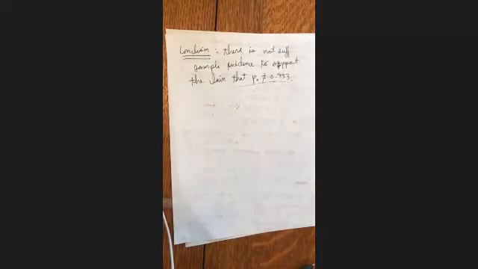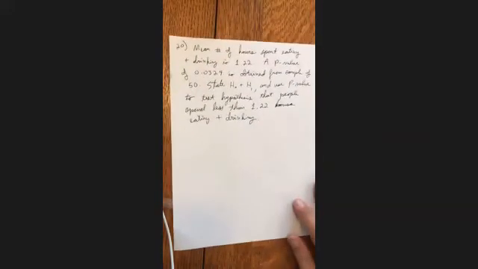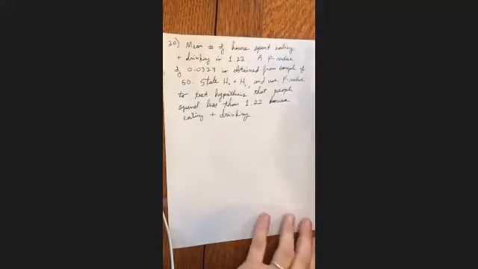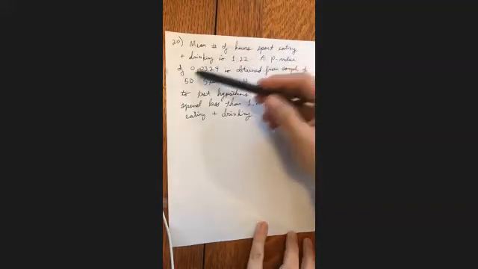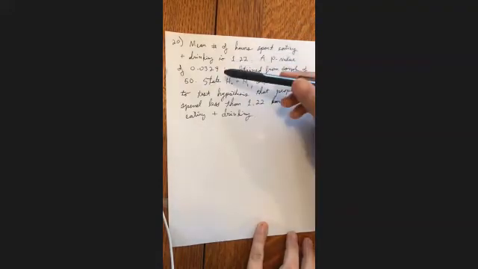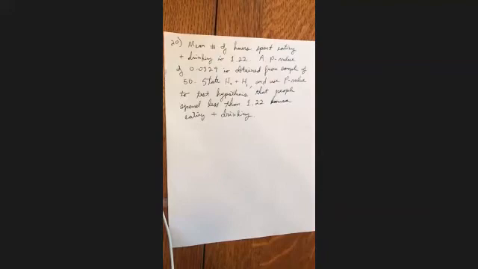Hypothesis testing for population proportion. All right, let's look at one more problem. This is number 20 from the chapter 10 review exercises. This problem says the mean number of hours spent eating and drinking is 1.22 hours. A p-value of 0.0329 is obtained from a sample of 50. They ask us to state the null hypothesis and the alternate hypothesis and use the p-value to test the hypothesis that people spend less than 1.22 hours eating and drinking.